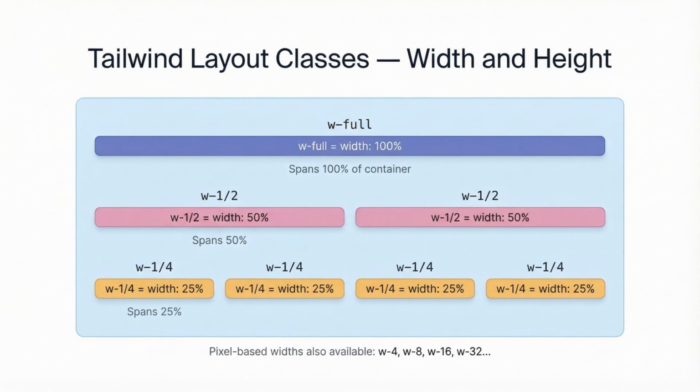You can also use pixel-based width classes. Tailwind uses a spacing scale where each unit is 4 pixels, so w-4 is 16 pixels, w-8 is 32 pixels, and so on. This scale applies consistently across width, height, padding, and margin, so once you learn the scale, you can apply it everywhere in your layout.